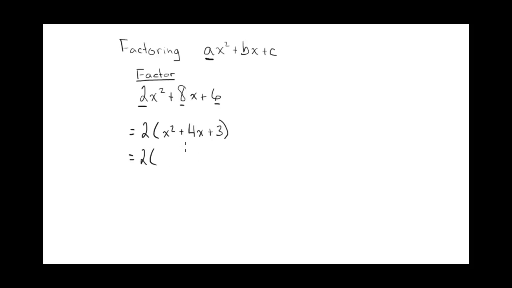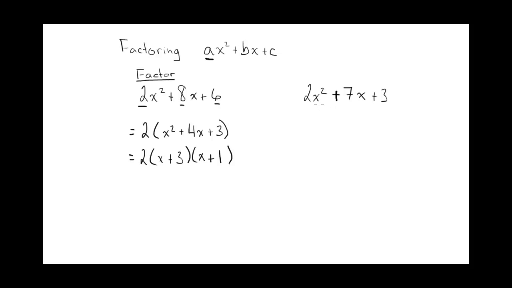So then you could just do 2 binomials, x and x, product of 3, sum of 4, so that'd be 3 and 1. So if it's a common factor, it's easy to deal with the number in front of the x squared. But what if it's not? What if you had something like 2x squared plus, let's say, 7x plus 3. In this case, each term is not divisible by 2, so you don't have a common factor of 2, so you can't do this.